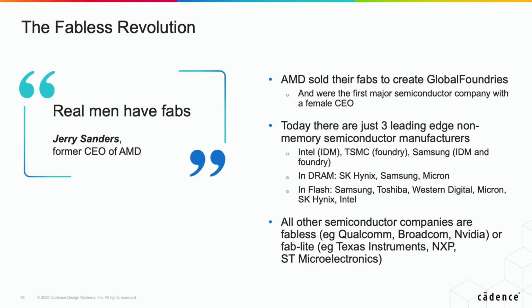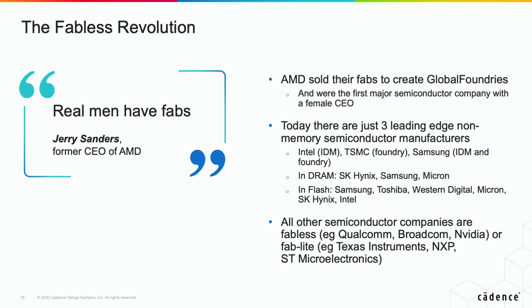Way back like 15 years ago, Jerry Sanders, who was CEO of AMD at the time, had this catchphrase, "Real men have fabs." What he meant was that you have to work closely with manufacturing to design real state-of-the-art leading-edge things like microprocessors. Interestingly and kind of amusingly, AMD was the first company to get rid of their fabs. They sold them off to Abu Dhabi's investment arm to create GlobalFoundries. And they were then the first major semiconductor company, with Lisa Su, to have a female CEO. So, you know, real women don't have fabs.